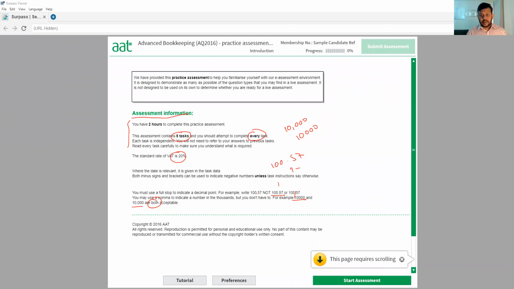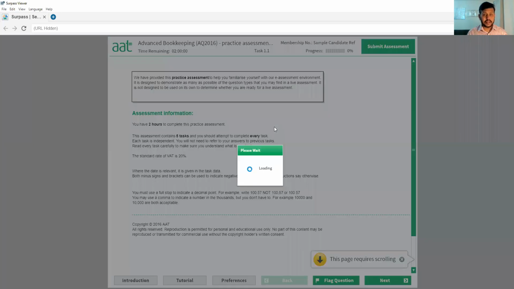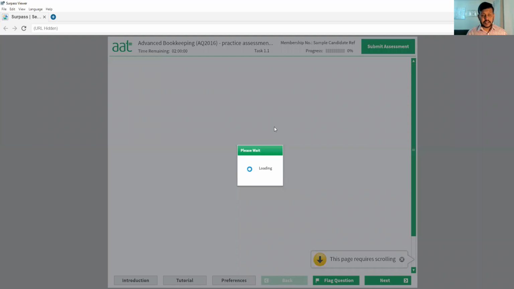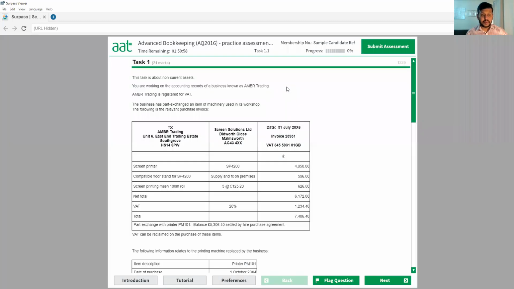All right, so let's start our assessment. That is practice assessment 2 from the AAT website. We're going to practice the 5 questions, which is 100 marks in the exam. And you're going to see more or less the same format in the exam, as I said. So let's have a look.